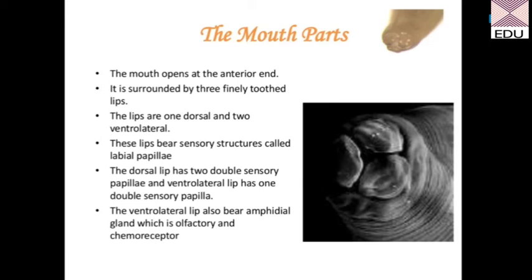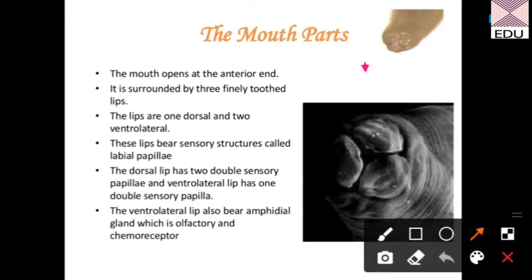Now how are the lips present? One is dorsal and two are ventrolateral lips. In this diagram, this particular lip is the dorsal lip. Dorsal means it is present on the dorsal side, upwards. And these are the ventrolateral lips. Ventro refers to the ventral side, and lateral means the lateral sides. So what is ventrolateral? They are neither ventral nor lateral, they are in between the ventral and the lateral side, on both sides. So these are ventrolateral, and these are three in number.